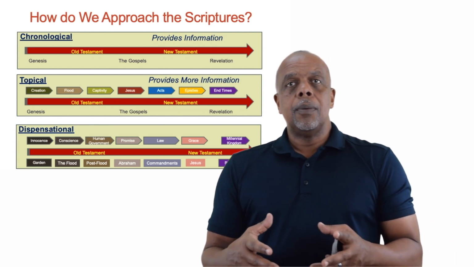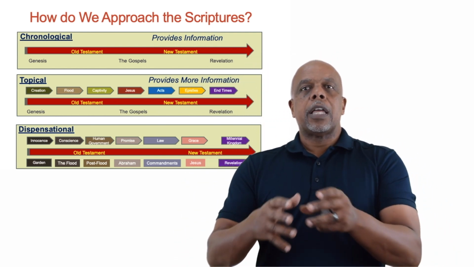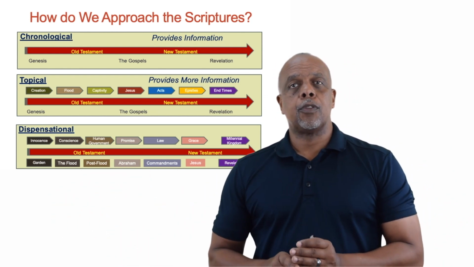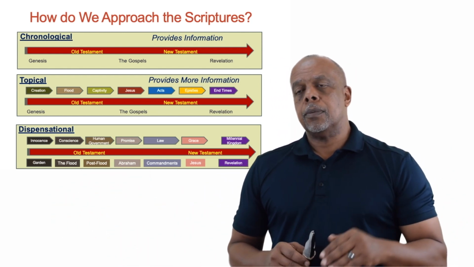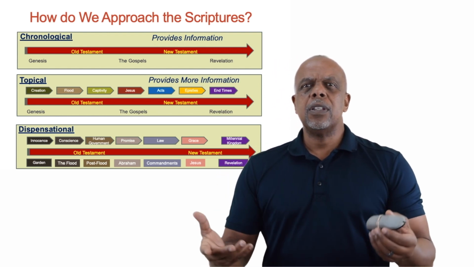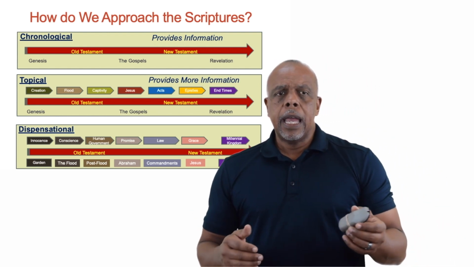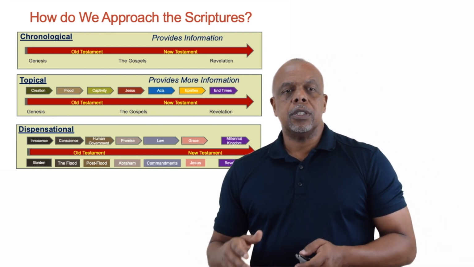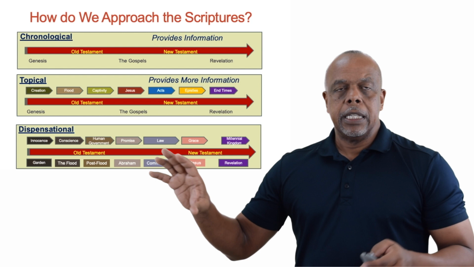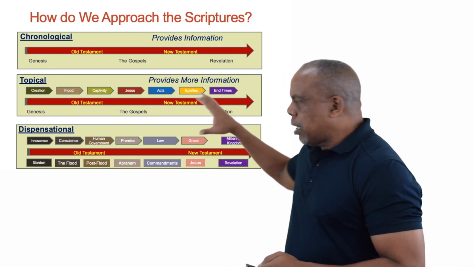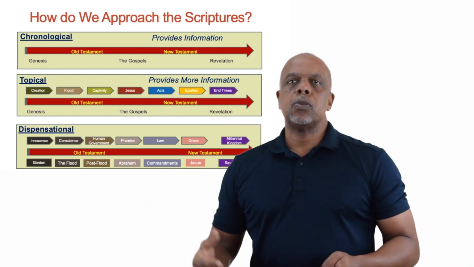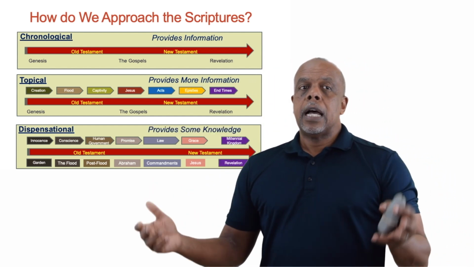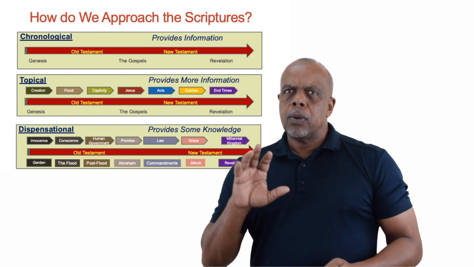And then when Jesus came on the scene, that started our dispensation of grace. And that's where we are now. We're no longer under the law, because Jesus came to fulfill the law. And then as we move out into the book of Revelation, we get to the millennial kingdom and that millennial dispensation. So you see, these are different ways we can approach the Scripture. Now, when we think about dispensations, it provides us not just information, but more knowledge. But we want to move past that.